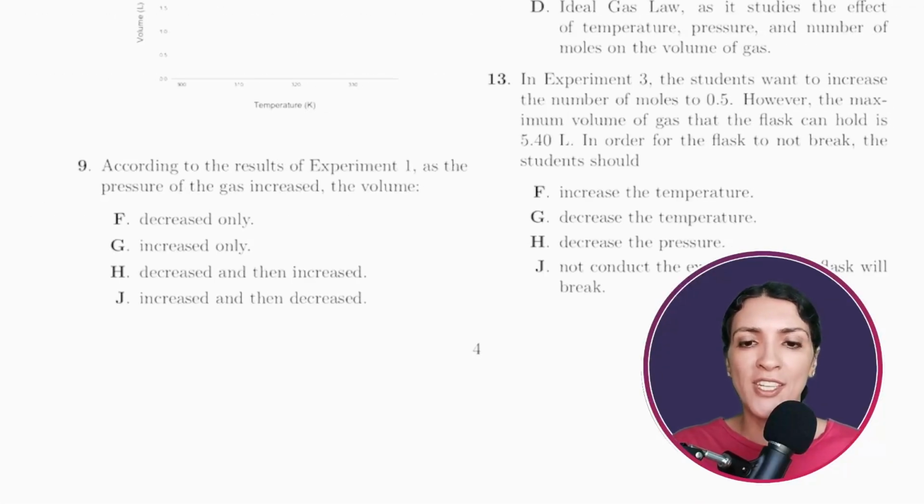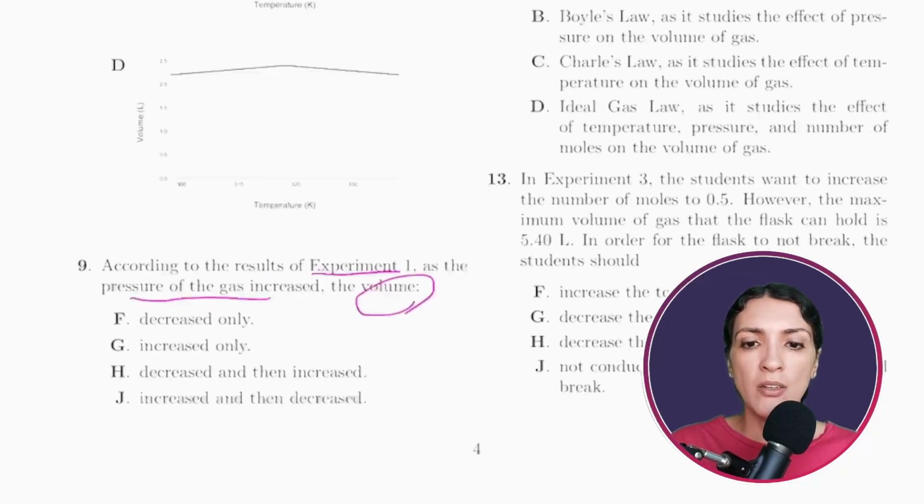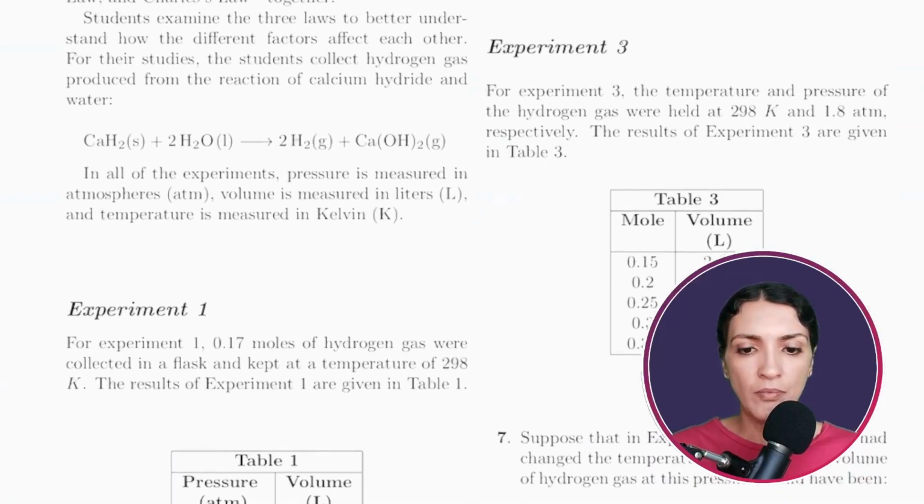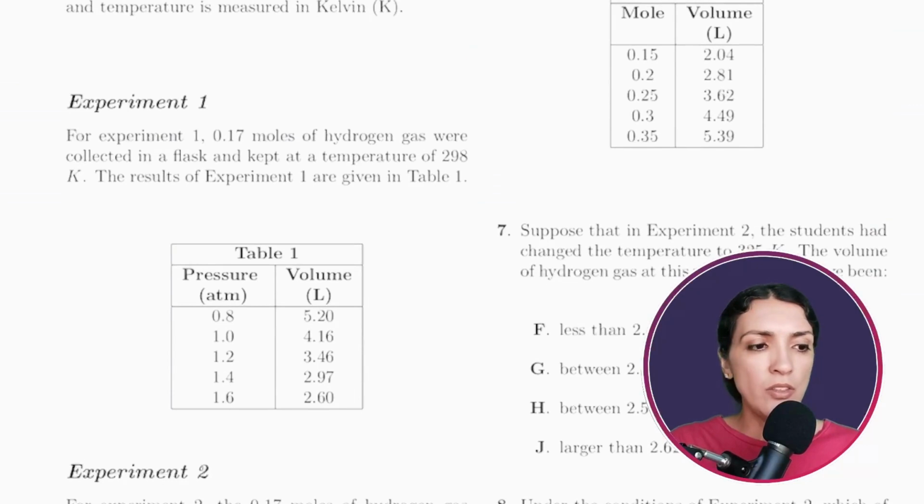So for question 9, we're told to look at experiment 1, the where. The who, we're looking at the pressure of gas as it increases. And the why is to look at how it affects volume. So experiment 1, pressure of gas. Okay, so for experiment 1, pressure is the first column. And if we go down the rows, pressure is increasing.